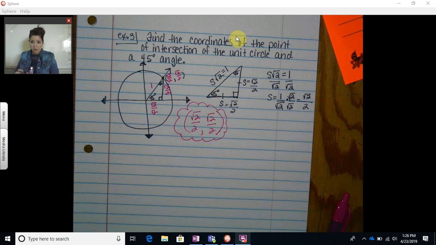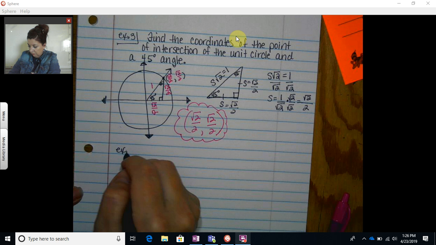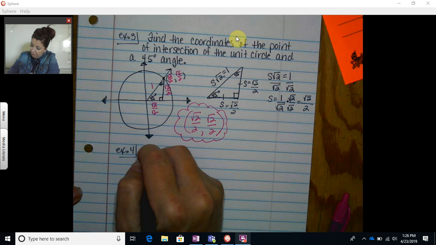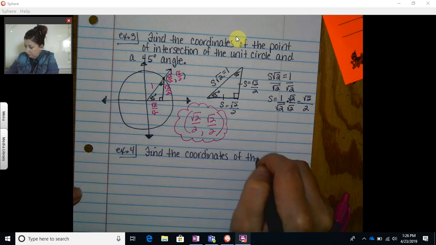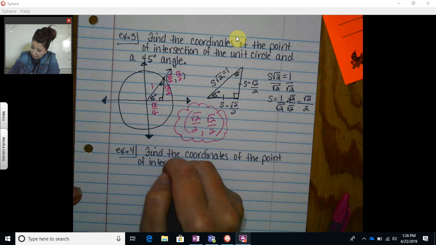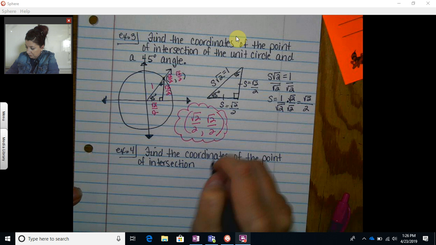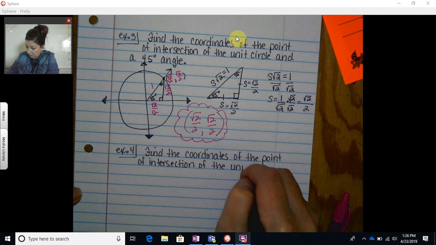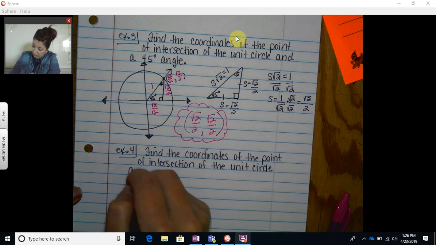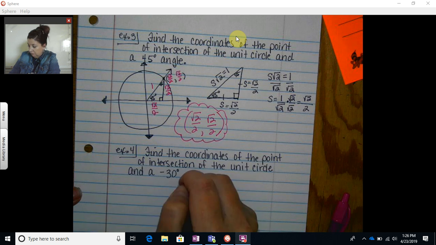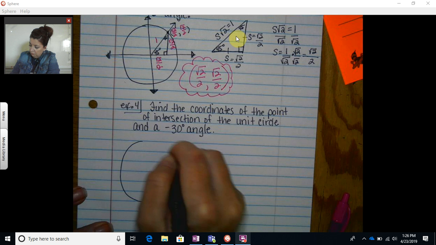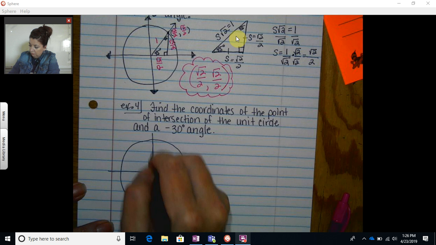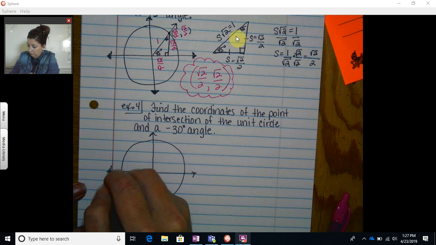Example 4. Find the coordinates of the point of intersection of the unit circle and a negative 30-degree angle. All right, negative 30 degrees.